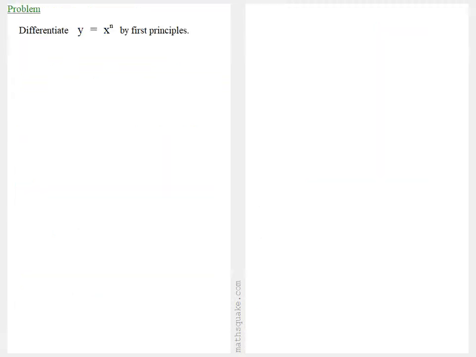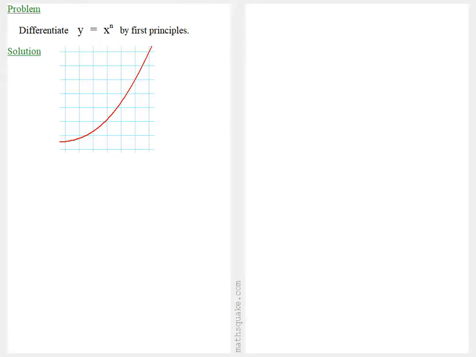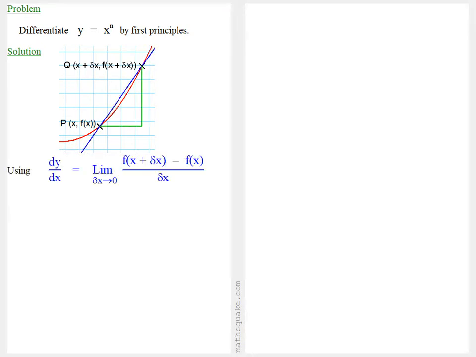Let's look at a similar example that is a bit harder. Differentiate y equals x to the n by first principles. Now again, we can draw a diagram with points P and Q and the line joining them up, but we're basically going to use the formula dy by dx equals the limit as delta x tends to 0 of the function of x plus delta x minus the function of x all over delta x.